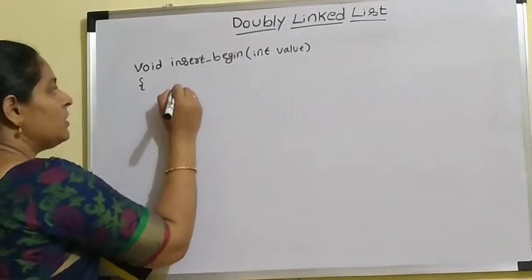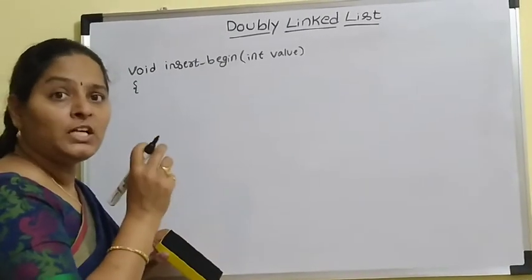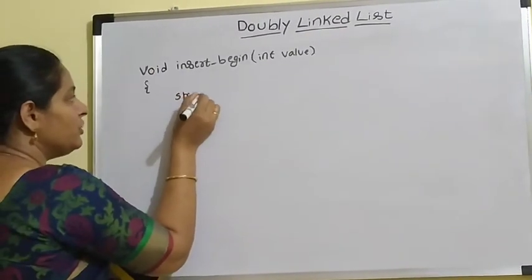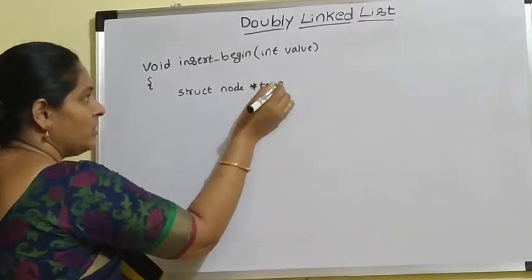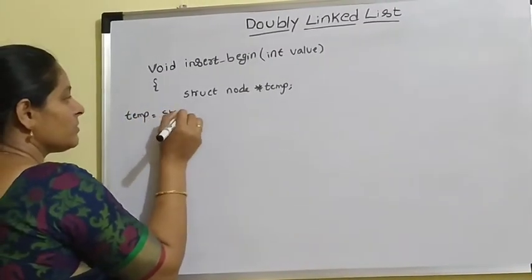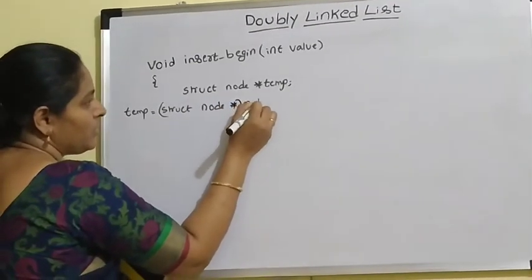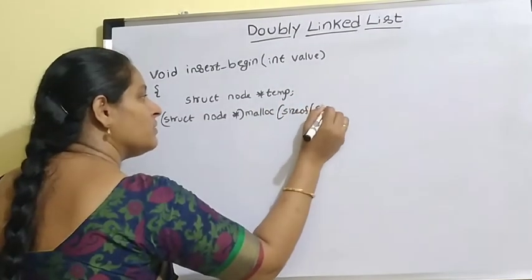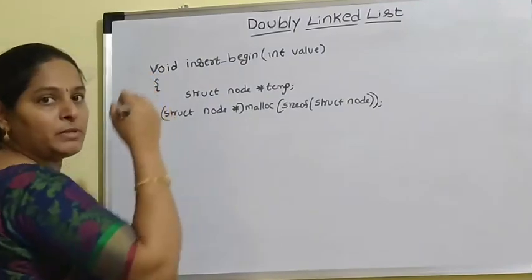If you want to insert some value into the list, first we need to store that value in a node. So for that we need to create the node structure. Here I am taking a new node named temp, and I am allocating the memory for the temp node: struct node star temp equals malloc of size of struct node. I have explained this statement many times in the previous videos.